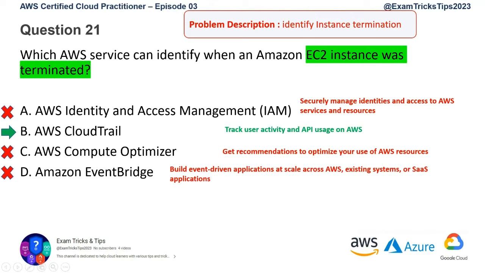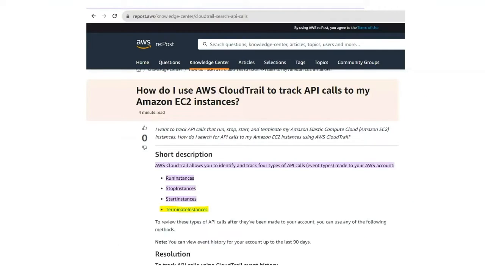And I will show you AWS documentation which talks about this use case. So here's the documentation from AWS. Essentially, this talks about the use case of tracking API calls for Amazon EC2 instances, and one of the scenarios is terminating an instance as well. So that's the reason why this is the correct answer. Answer B is the correct answer for this question.